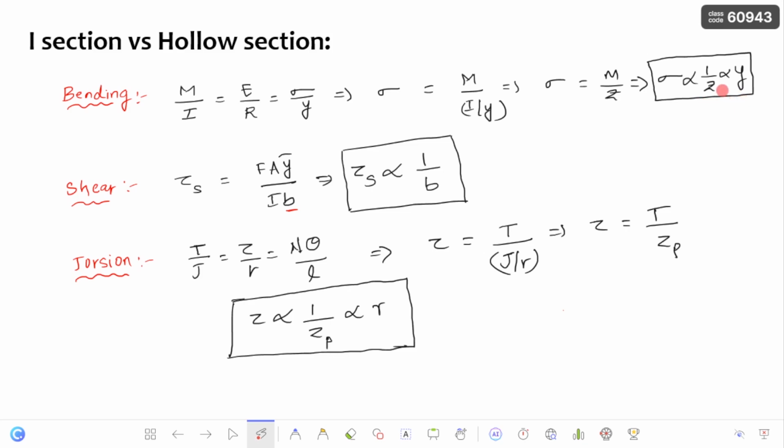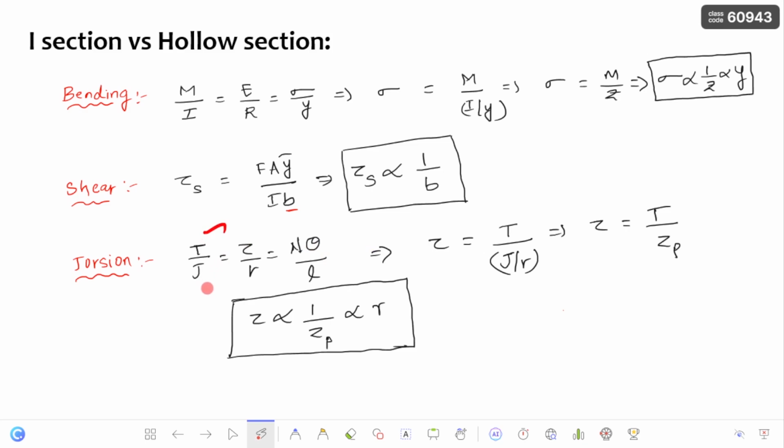Next, coming to the shear, F A Y bar by I B. From this equation, you can say that the shear stress is inversely proportional to the width of the cross section across the depth of the section. Next, coming to the torsion. Here you can see the torsion equation, that is T by J equal to tau by R is equal to N theta by L.